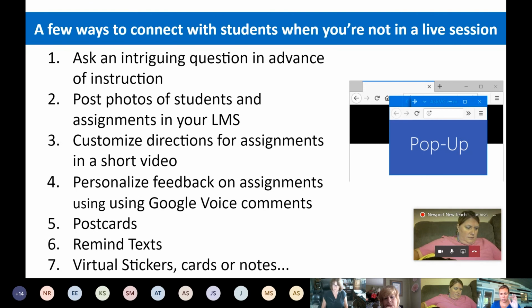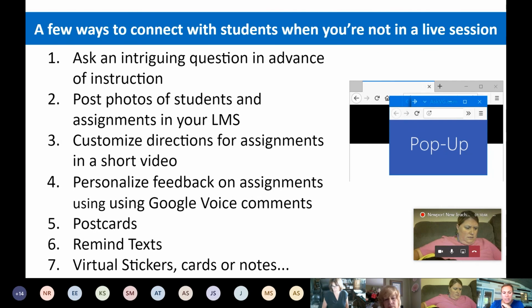Even in that next one you can see, you can provide comments using Google Voice. So you can type a comment, but you can also make it where they can listen to the comment so they can hear your voice. Same thing with feedback. You could also record a short video.